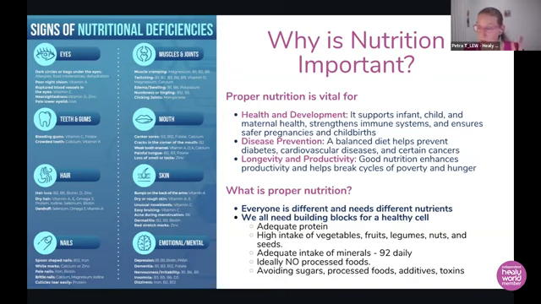Cardiovascular diseases as well. If we have high inflammation, our cardiovascular system will be stressed, and we need the proper building blocks, especially minerals and proteins. And research has shown that certain cancers can be prevented with proper nutrition, proper building blocks for the body to regenerate. So what is proper nutrition?